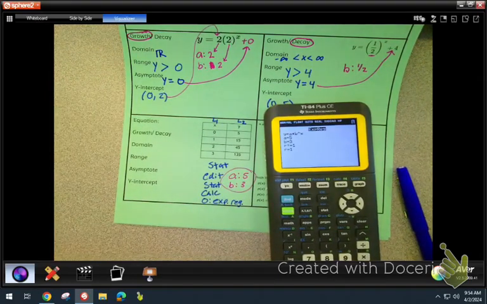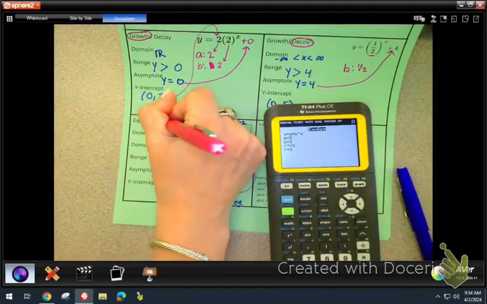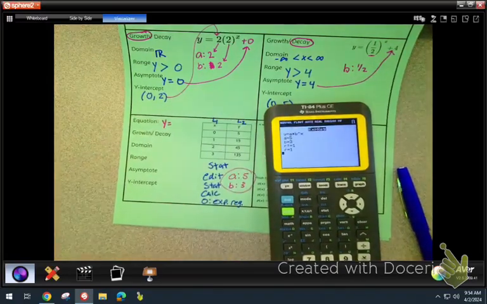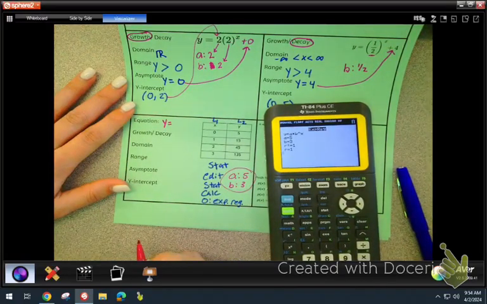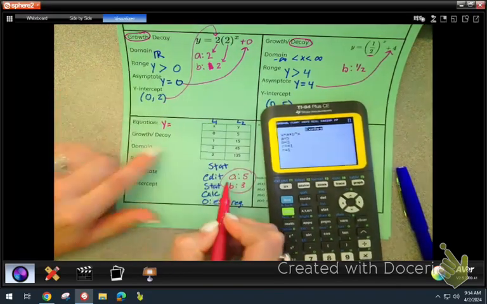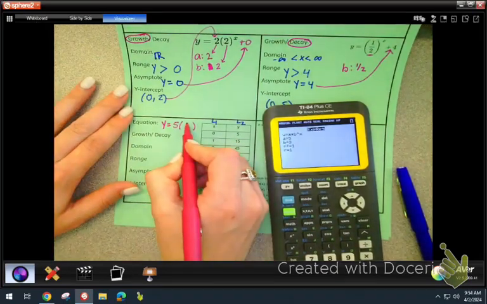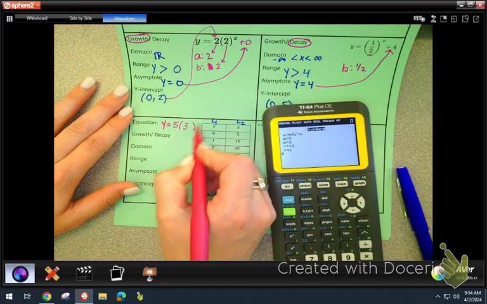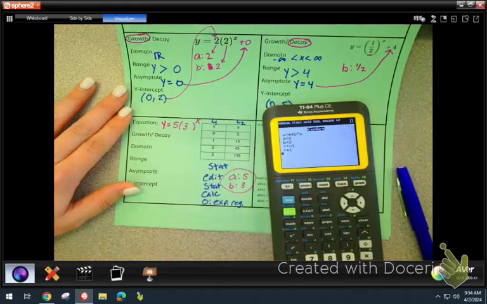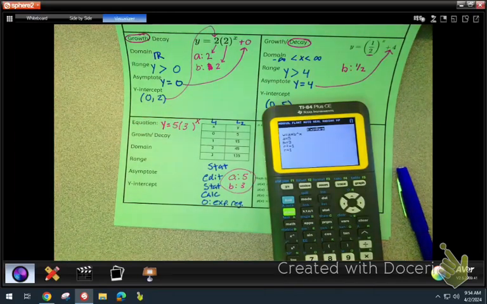Now, we have to write this as an exponential. So what does that look like? Y equals. What goes in the front? A. What goes in parentheses? B. And where does your x go? The exponent. Make sure y'all know how to write it. Exponential will look like this: 5, the a value, in front, b value in parentheses, x is the exponent. It tells you right here.